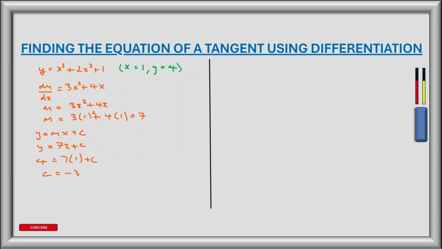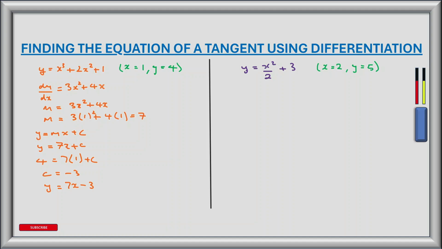So the equation of the tangent to the curve y is equal to x cubed plus 2x squared plus 1 at coordinate x equals 1 and y equals 4 is y equals 7x minus 3. So looking at another example, let's find the equation of the tangent to the curve y is equal to x squared divided by 2 plus 3 at coordinates x equals 2 and y is equal to 5.